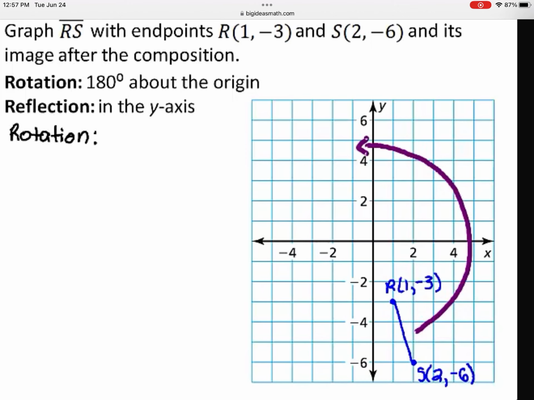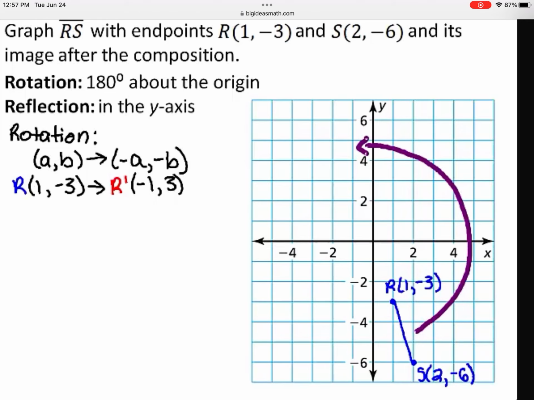The image of point (a, b) after a rotation 180 degrees about the origin is point (-a, -b). The negative of 1 is -1, and the negative of -3 is 3. So point R(1, -3) maps to point R'(-1, 3). Similarly, point S(2, -6) maps to point S'(-2, 6). Complete the graph of segment R'S' by drawing a line segment connecting the endpoints.